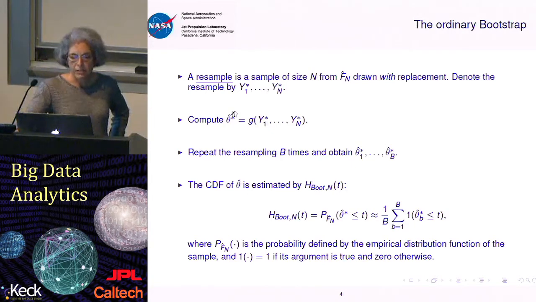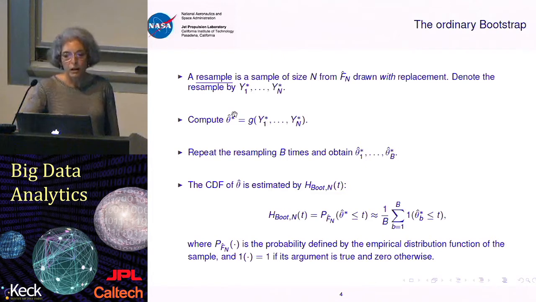And we will estimate the cumulative distribution function of our statistic theta hat, which is computed from the original sample, by a cumulative distribution function I'm calling H-boot. So now I've switched from F to H. I've kept the n in there to show that it's going to be different depending on how large the original sample is. And I've subscripted it with boot to indicate it's a bootstrap distribution. And all it is is the probability that a random draw from the sample itself, that's theta hat star, realizes a value that's less than or equal to t.